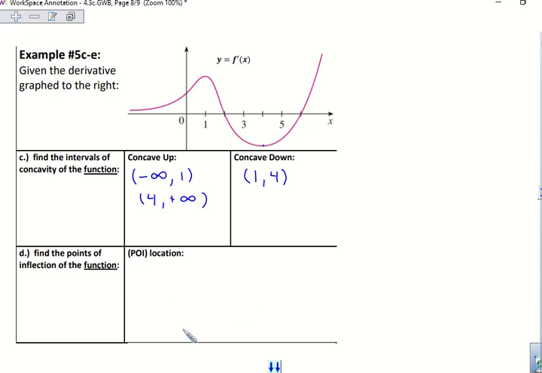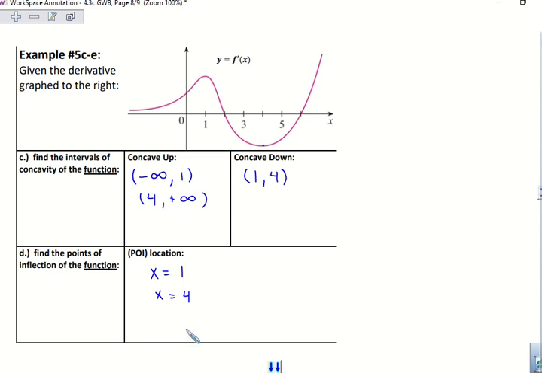And then what's a POI? Point of inflection. It's where we change our concavity, right? So where did our concavity change? 1 and 4. Good.